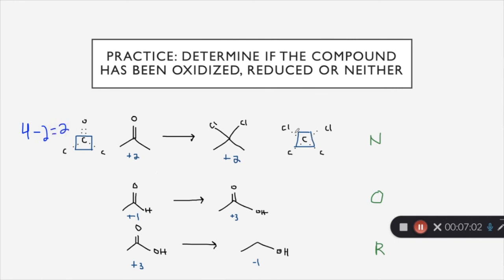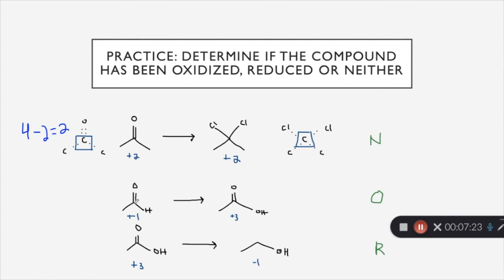And then same thing over here. Chlorines are more electronegative than the carbon. So the chlorines are going to get both of the electrons from each bond. And then this carbon is only going to get 1 electron from each bond. And then again, the oxidation state is going to be 2. So it is neither going to be oxidized or reduced.